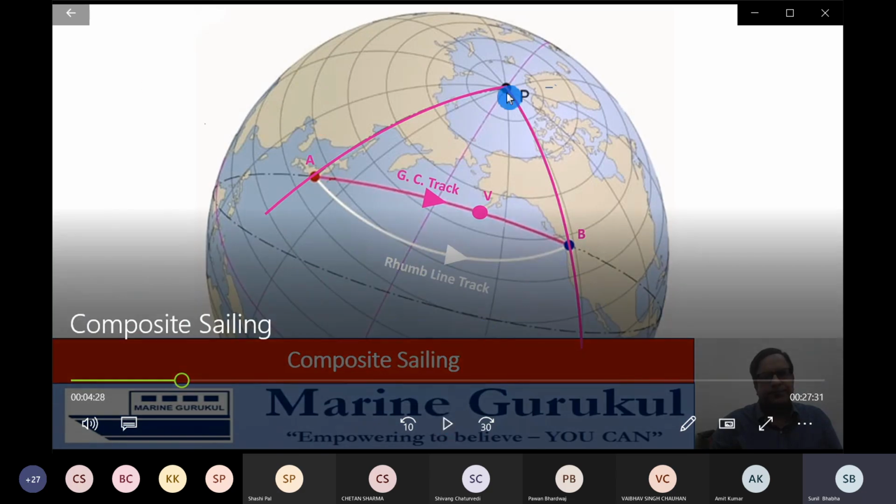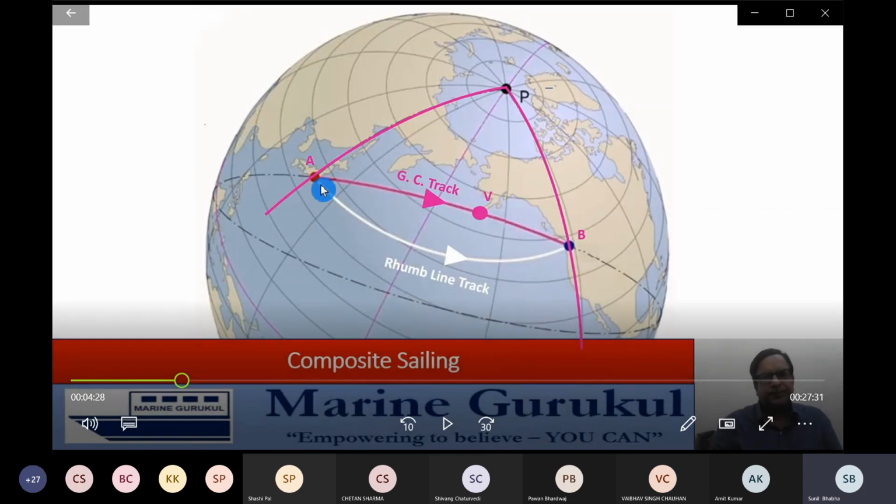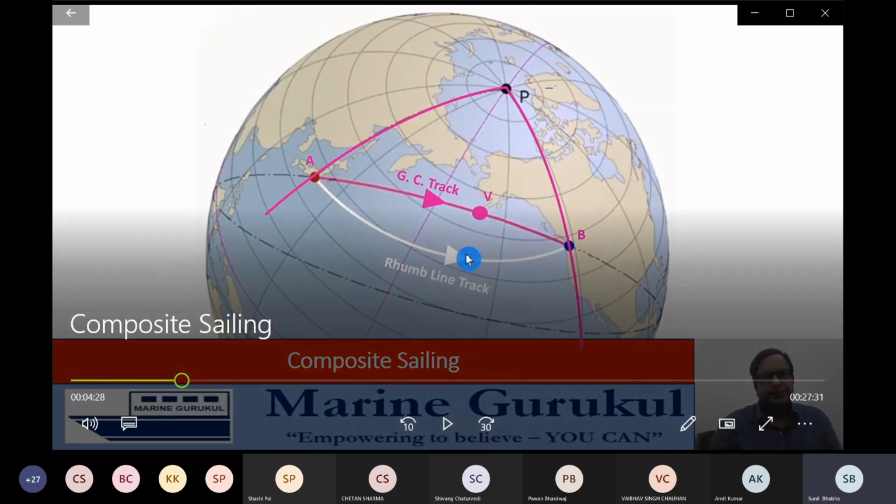Okay, so beta, now you can see an actual PAB triangle on the surface of Earth. So A, our starting position, B is our destination. You can see the great circle track marked in the pink color. You see this dotted line also, this shows you the complete great circle around the Earth, which the ship will be following. Now, the white color track which you see is the rhumb line track.